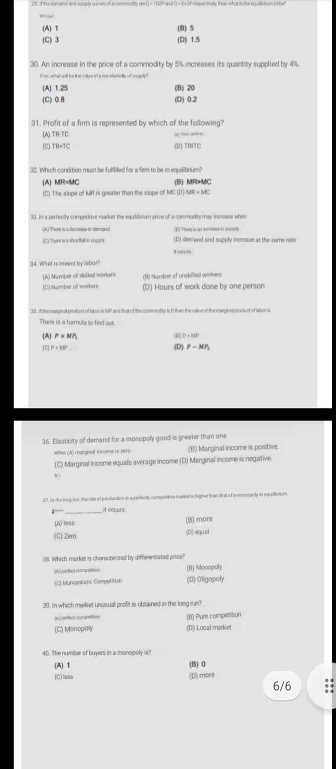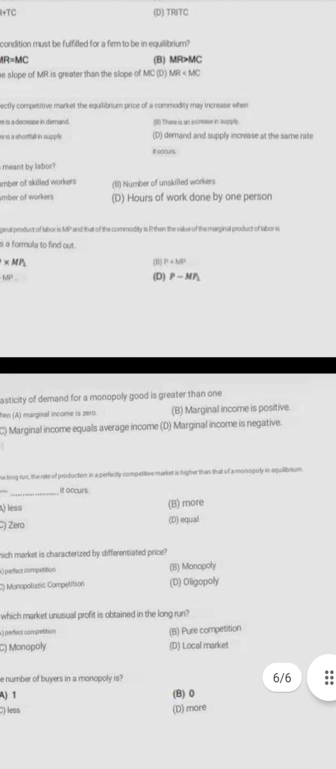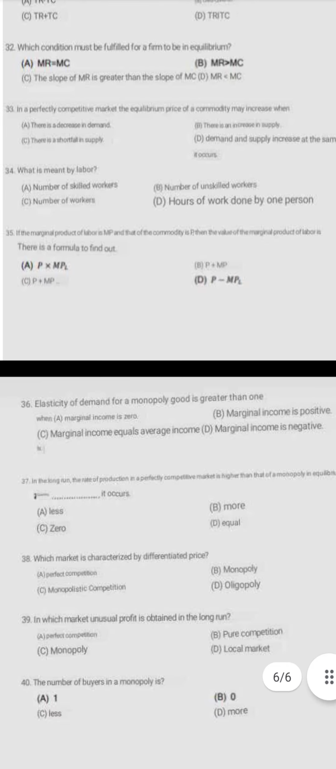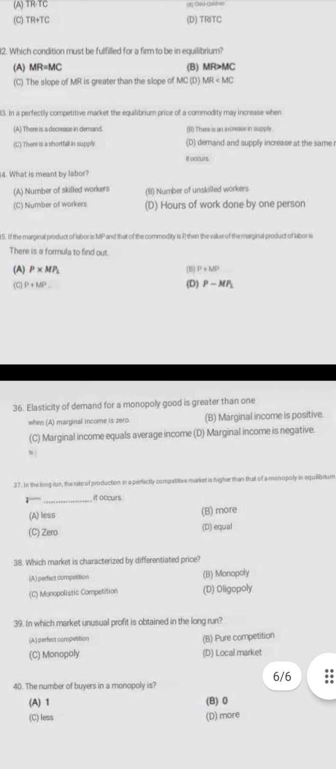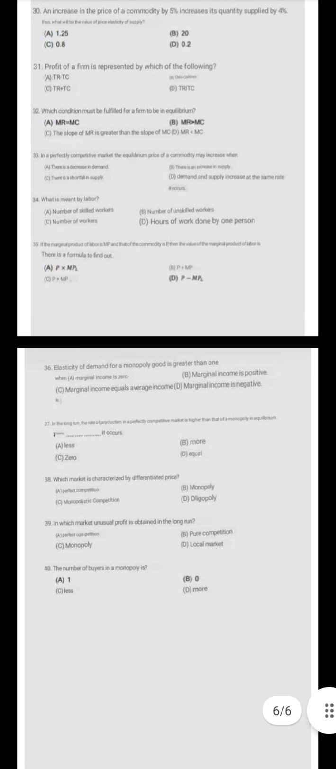35, if the marginal product of labor is MP and that of the commodity is P, then what is the value of marginal product of labor? There is a formula to find it out. What is the formula? That one is option number A, VMP is equal to MPL, marginal productivity of labor, multiplied by price.